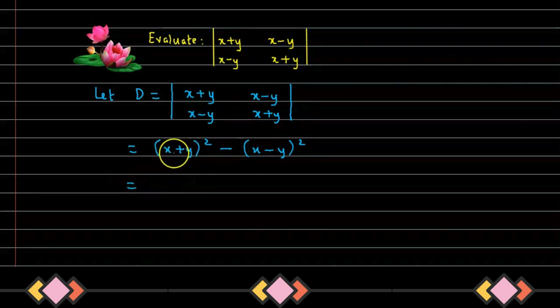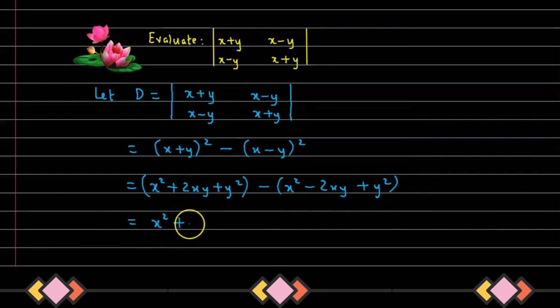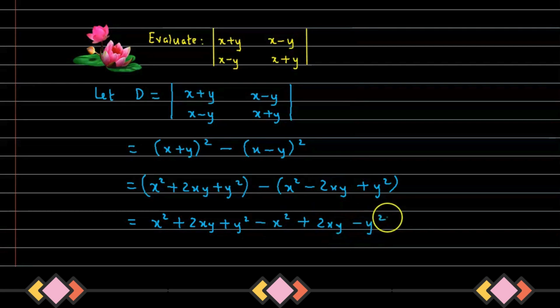अब expand करते हैं यहाँ पर a plus b the whole square का फॉर्मूला यूज करते हैं तो a square, that is x square plus 2xy plus y square, और यहाँ पर भी expansion फॉर्मूला यूज करते हैं, so x square minus 2xy plus y square. Now let us simplify this. तो हो जाएगा x square plus 2xy plus y square, ये ब्रैकेट ओपन करते हैं तो हो जाएगा minus x square plus 2xy minus y square.